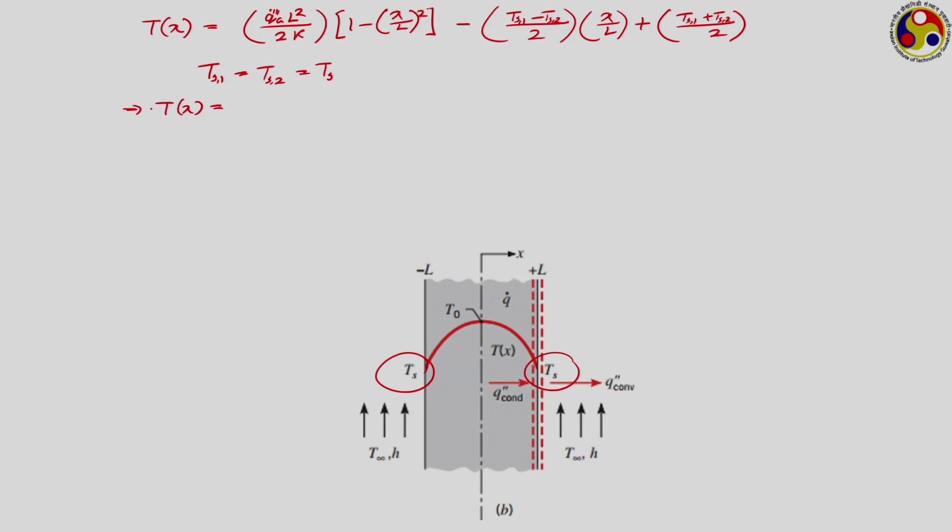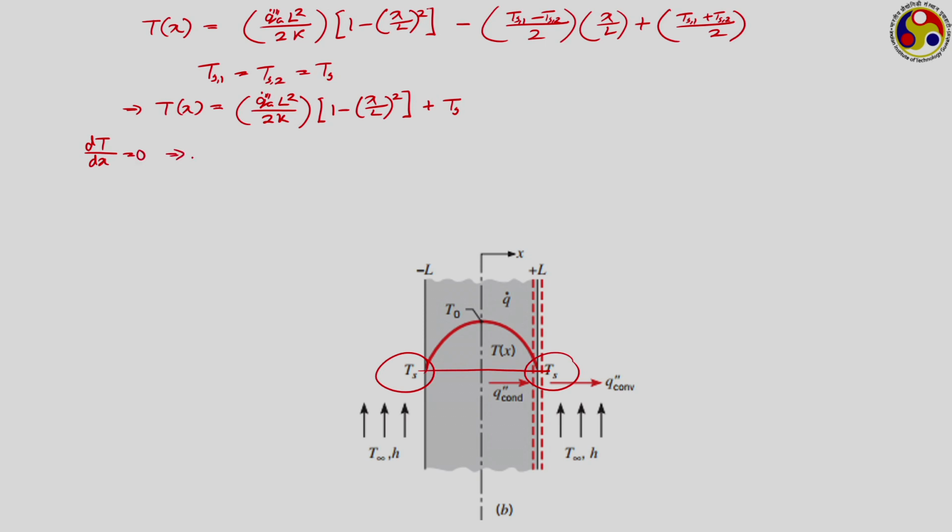Your T x in this case is going to be, the first term remains unaltered, q 0 triple prime L square upon twice k into 1 minus x upon L whole square, but the second term T s 1 minus T s 2 cancels out, and the third term reduces to T s, which is a perfectly parabolic profile. The base value is T s, and then we are having a parabola on top of this. Now, at which point is this temperature profile going to have its maxima? To get that, let us calculate dT dx and assign that to 0.